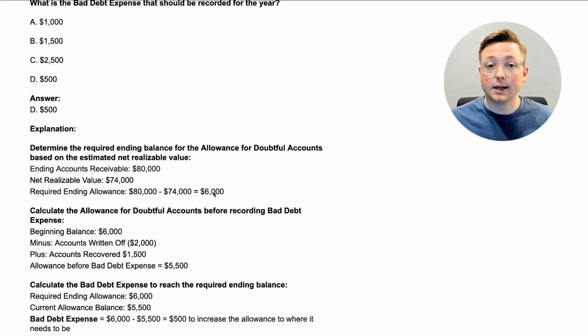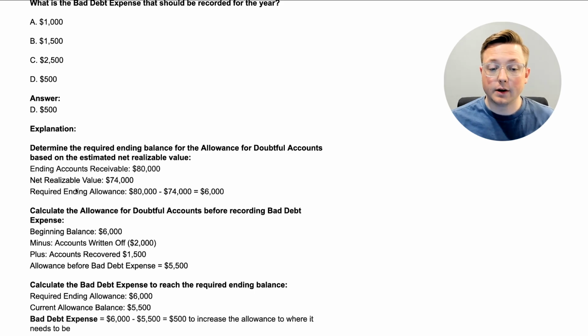So now that we know what the ending allowance for doubtful accounts should be, which is $6,000, we can then do the rest. So we go down here, we take the beginning allowance for doubtful accounts that was at the beginning of the year, that's $6,000. We subtract the accounts that were written off because, again, we think that we're not going to receive those. We add back the accounts that were recovered because turns out we did get that money. So we kind of reverse this accounts written off here. So we end with the allowance before we've had to do any bad debt expense, before we've done anything, of $5,500. So this is what the allowance for doubtful accounts is at the end of the year before doing anything else.